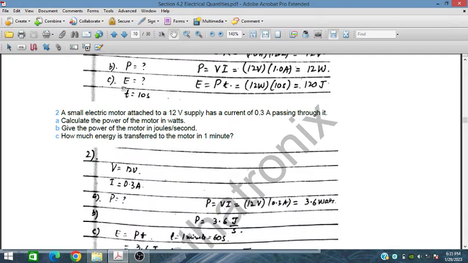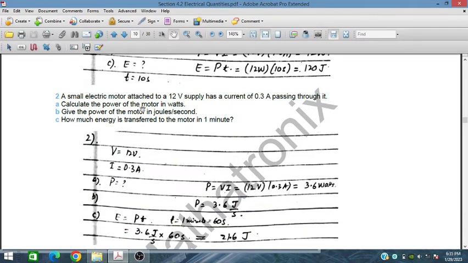Now question number 2: a small electric motor attached to a 12 volt supply has a current of 0.3 ampere. A motor with a 12 volt supply has 0.3 ampere passing through it. Calculate the power of the motor in watts. So this is voltage and current. So power is equal to VI. 12 volt into 0.3 ampere is equal to 3.6 watt.